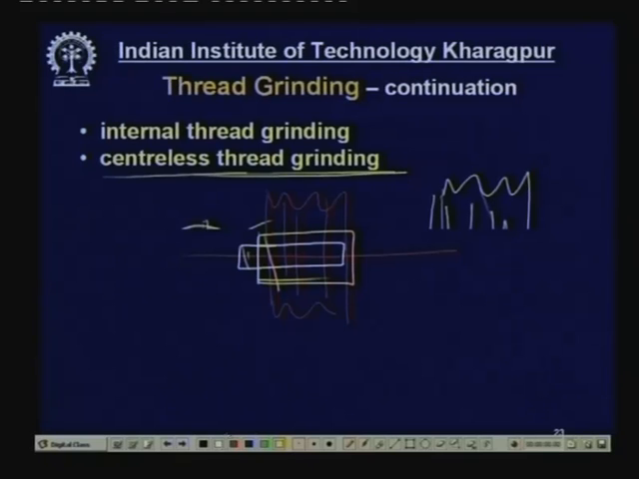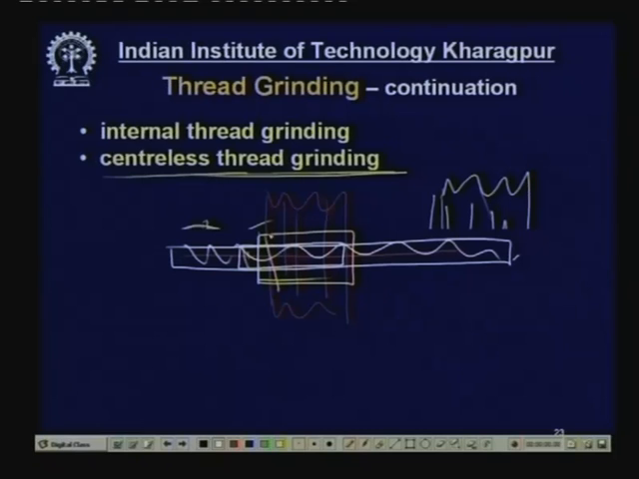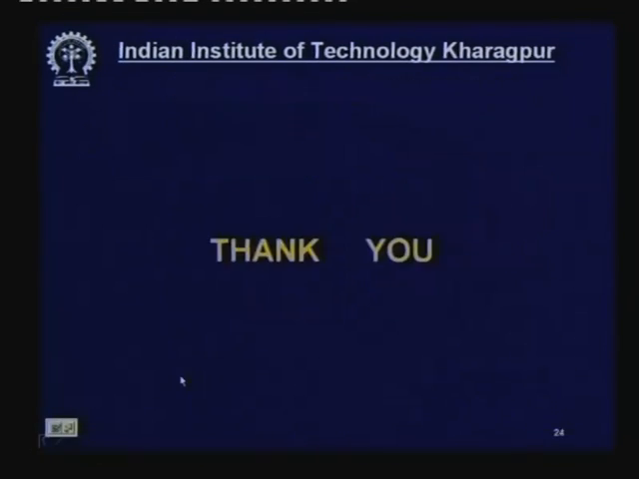Now, if the job is very long and you have to cut long through threads, then the guide wheel has to be placed in an inclined fashion, and this will automatically feed and you will get the thread cutting. So, this is how you can produce the threads. Thank you.